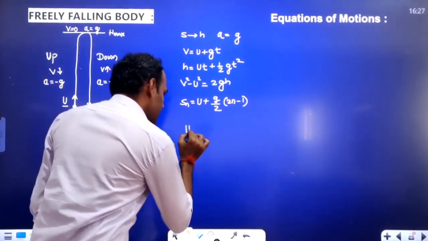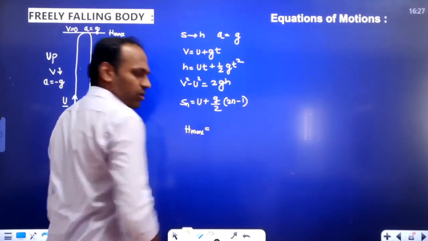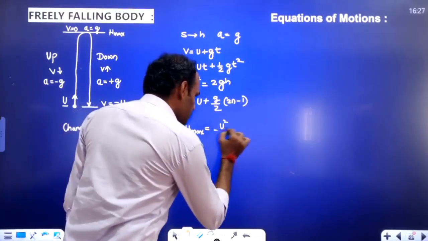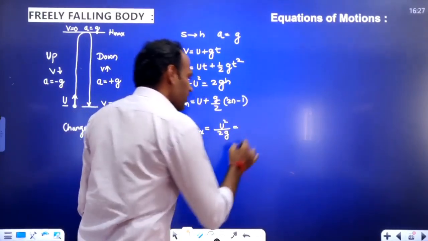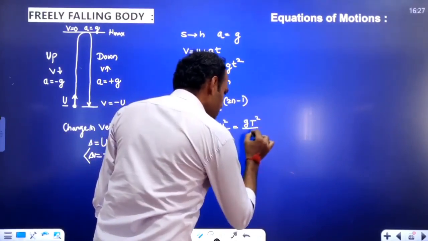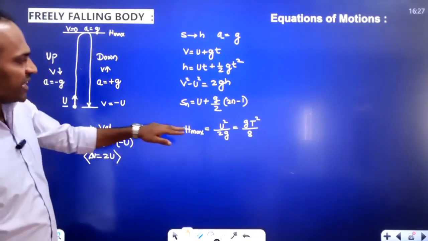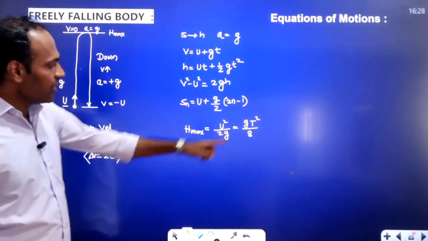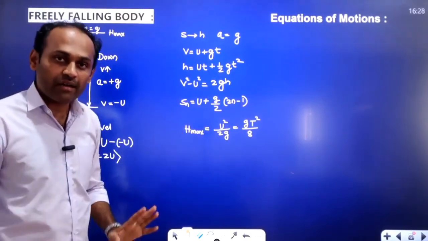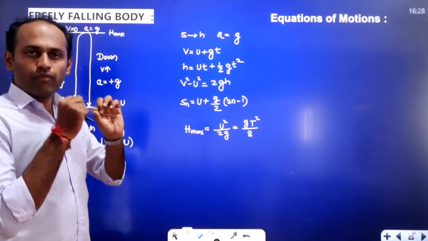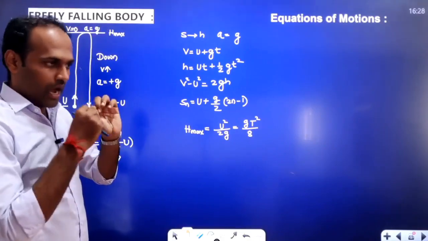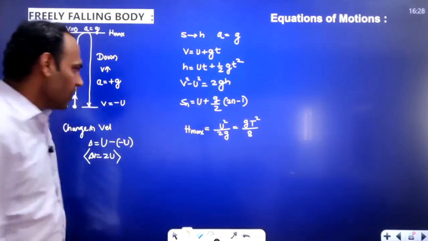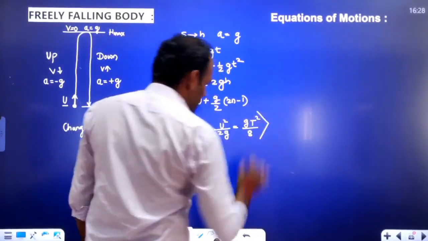Okay, so the maximum height reached by that ball is given by h max, the maximum height reached by the projectile. It is u square by 2g, and in terms of time, we can write it as g t square by 8. See, this is the maximum height reached by the ball. Here we have written it in terms of initial velocity and acceleration due to gravity. Here we have written it in terms of acceleration due to gravity and time of flight. Time of flight means the time taken for the motion of the ball from ground to the ground, upwards plus downwards. The time taken for this complete motion, that is the time of flight. That is what we are using here. Okay, this is the maximum height reached by that ball which is thrown vertically upwards.